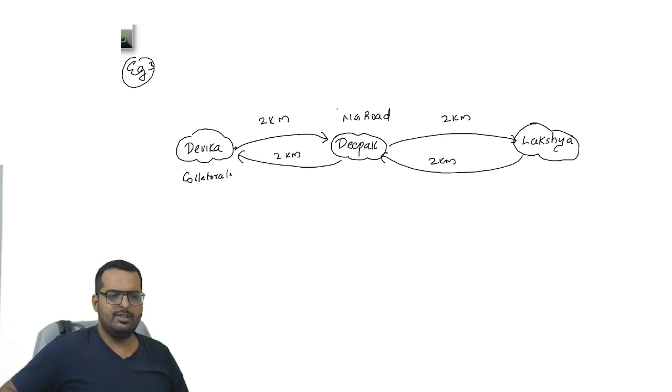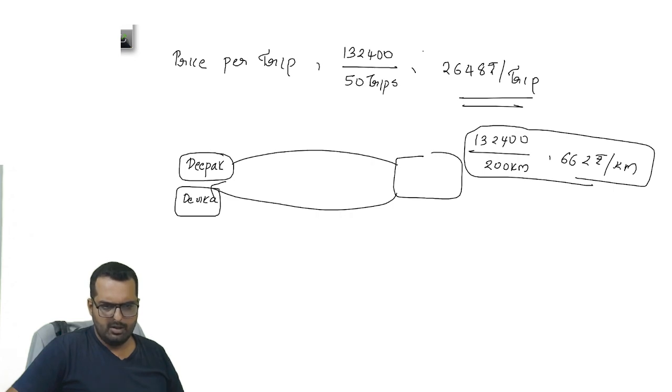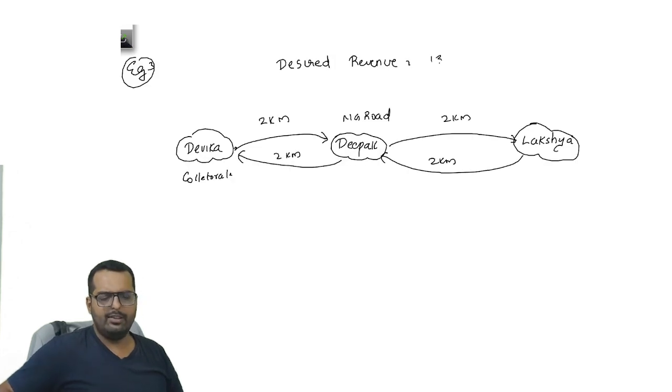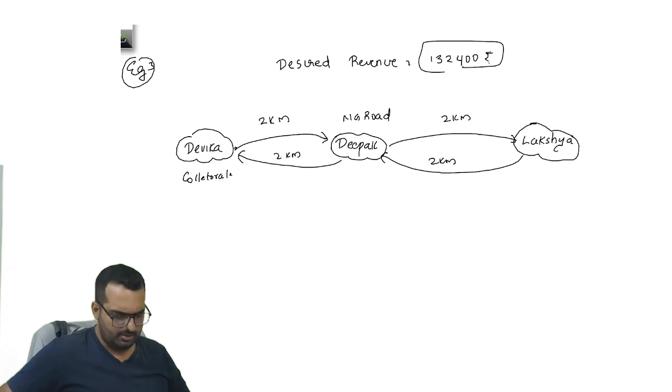So my question is, if this is the case and if the desired revenue remains the same, how much is the desired revenue that is there? 1,32,400, correct? Okay. So you tell me how much will be the price per passenger per kilometer that we are supposed to charge. Come on, do it now.